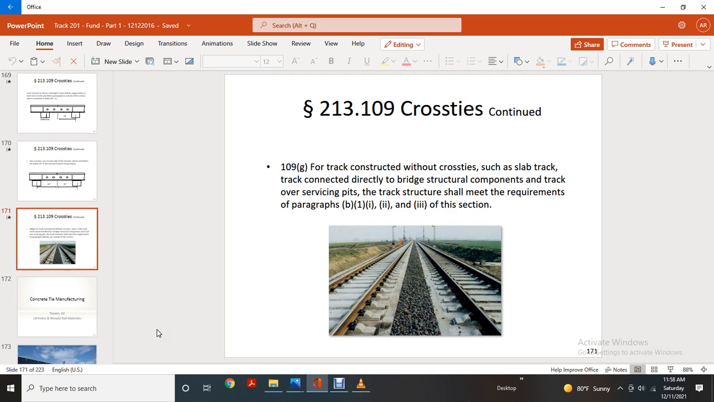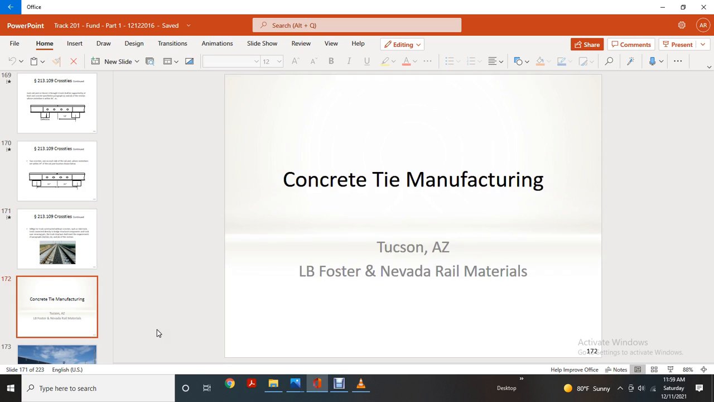109G. Track constructed without cross ties, such as slab track connected directly to the bridge structural component of the track, or other servicing pits. The track shall meet the requirements of paragraph B1, 2, and 3 of this section.